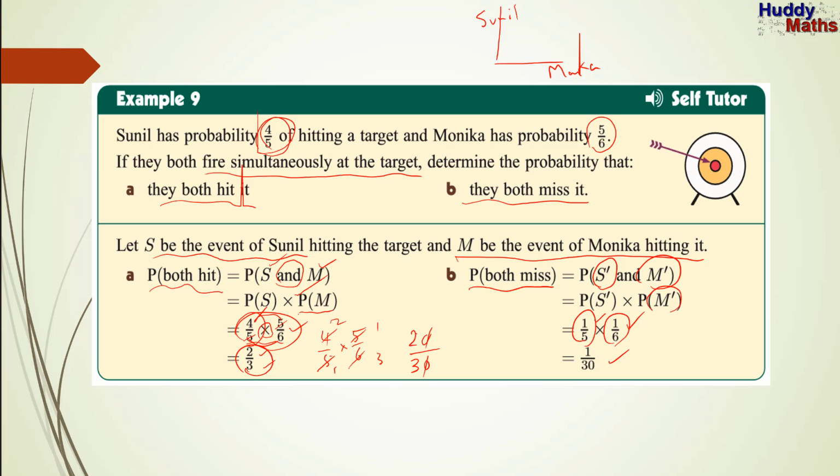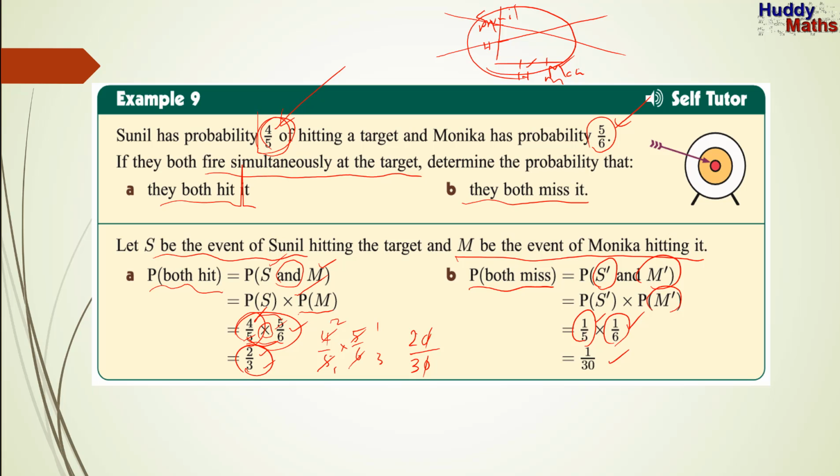Let's just get rid of that. So M for Monica here, and Monica could hit or miss, and Sunil could hit or miss. But the trouble with our lattice here is not all points are equal, are they? Because they don't hit and miss with equal likelihood. One is 4/5 and 1/5, the other is 5/6 and 1/6. So our lattice has got a bit of a problem associated with it.